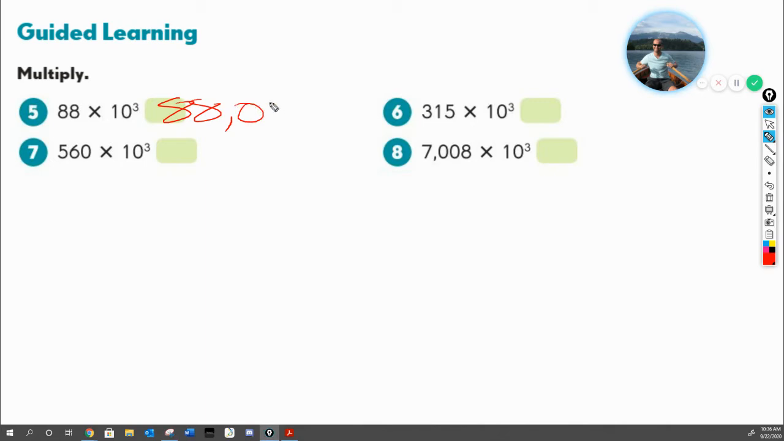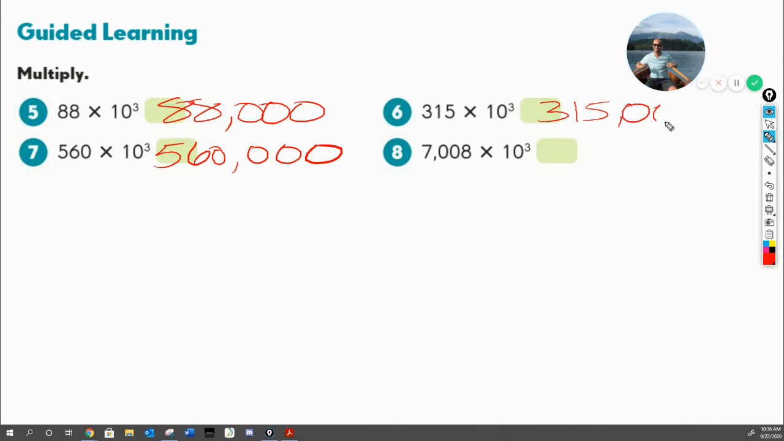88 times 1,000 is 88,000. 560 times 1,000 is 560,000. 315 times 1,000 is 315,000. 7,008 times 1,000. You can do the 7,008 and then 3 zeros, if you remember that pattern. Remember, we're using patterns to solve, and that's 7,008,000.